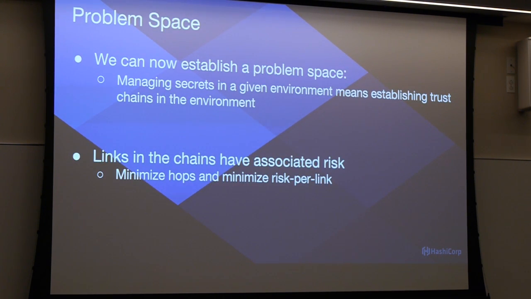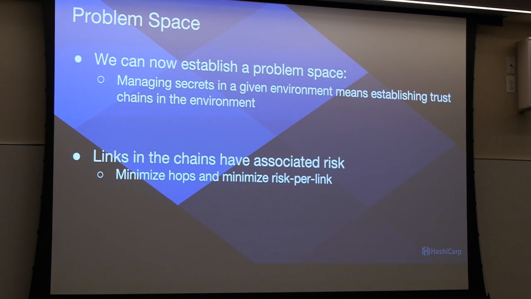Okay, so we're going to establish a problem space based on all this stuff that I just dumped into your head, which is that managing secrets in a given environment, including containers, means establishing trust chains in the environment. So when we have an application running in a container, how do we get it from wherever we trust it into that container in a secure fashion? We want to minimize the number of links, because each link is a potential place where it can get intercepted. And we want to minimize the risk per link.